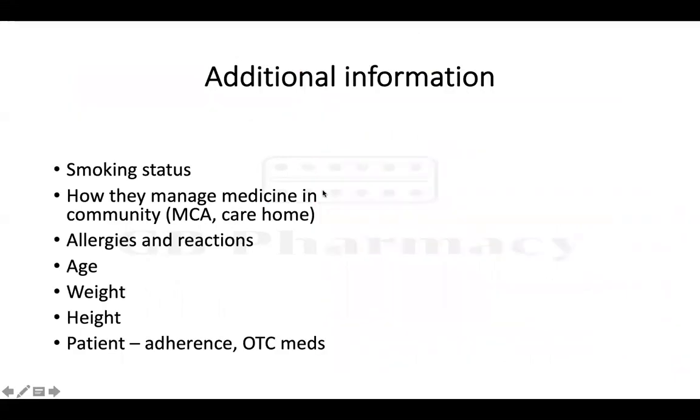One bit here is the additional information section. Checking their smoking status is sometimes missed. If they are a smoker and they're in an acute hospital, will they need nicotine replacement? You can go through the 3 steps of smoking cessation with them, which bases off the community model. How do they have their medicines? If they're in a DOSET box or a medicines compliance aid, that will change how much they know or don't know about their medicines.